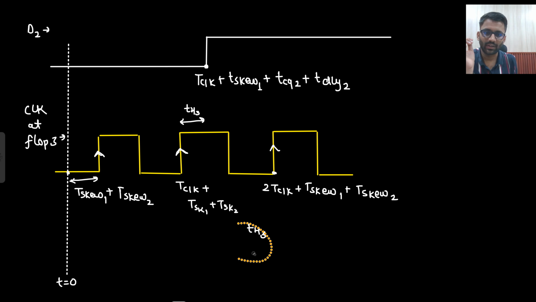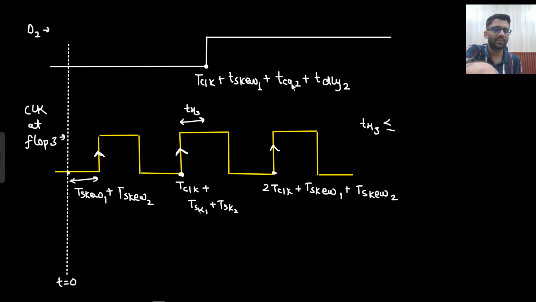Better I should write somewhere here. So TH3, what is this margin? TH3 should be less than this minus this. This is your T skew1 plus T skew 2, and this is T clock plus T skew 1 plus T skew 2. Why did I make this ahead of that? Why did I make this ahead of this positive trigger? Because what is this? T clock plus T skew 1 plus T skew 2. And what is this?